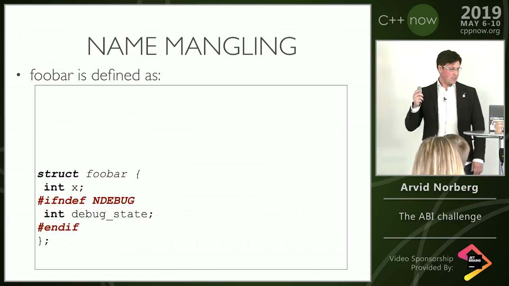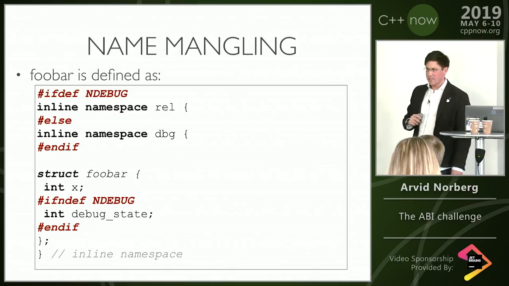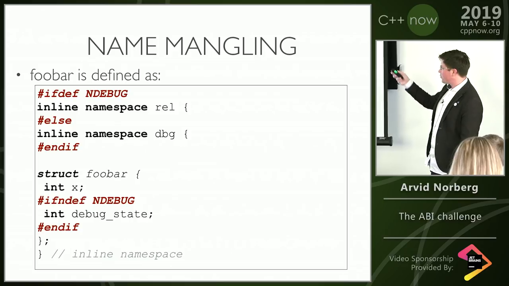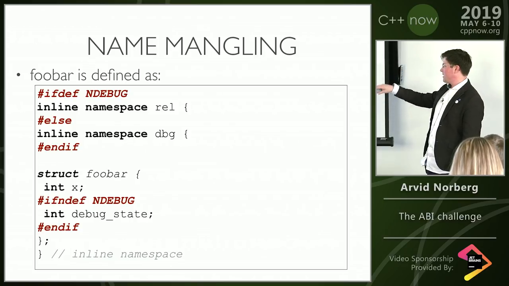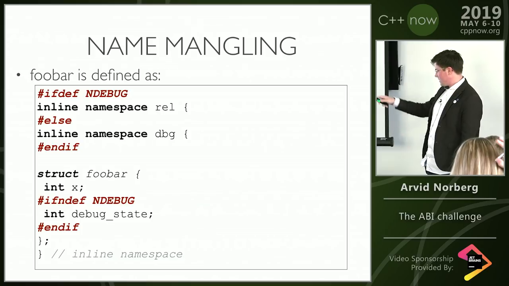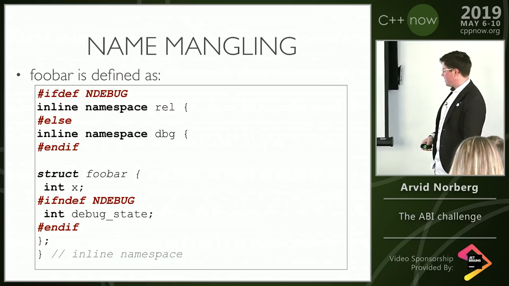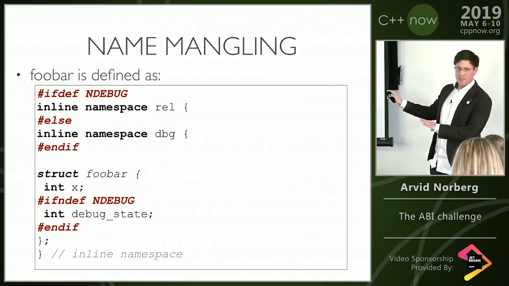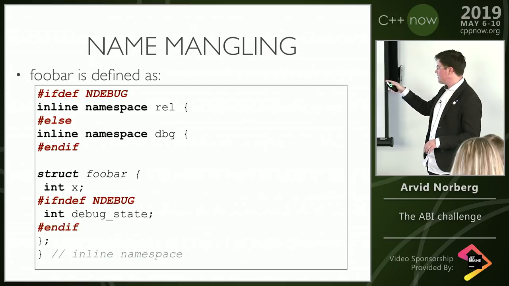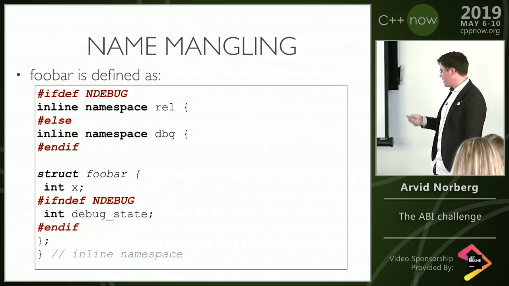We can introduce an inline namespace like this. If we're in release mode, we say inline namespace rel, otherwise inline namespace debug. And then we have to close the namespace at the bottom. Users will still just use this as if it's called foobar. They won't necessarily see rel and debug.